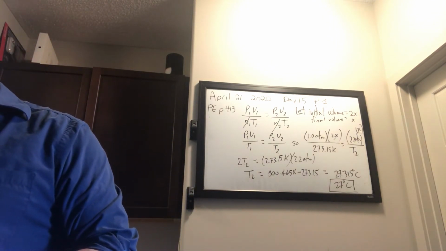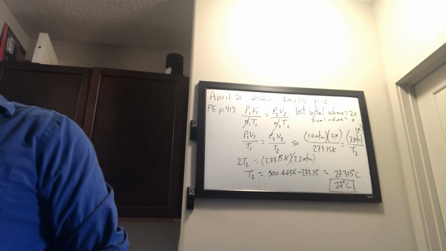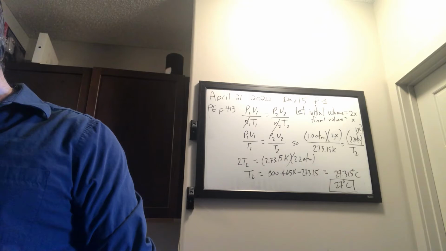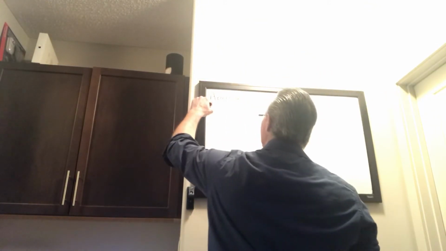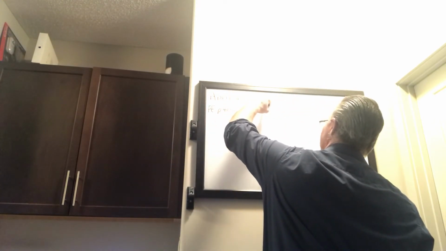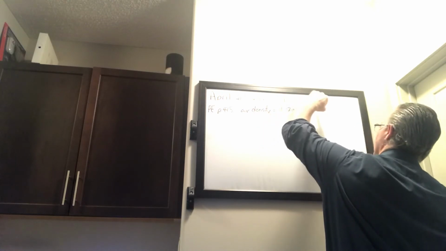On page 415 of your text, it asks you to calculate the average molar mass of dry air if it has a density of 1.17 grams per liter at 21 degrees Celsius and 740 torr. So we're told the air density is equal to 1.17 grams per liter at 21 degrees Celsius.